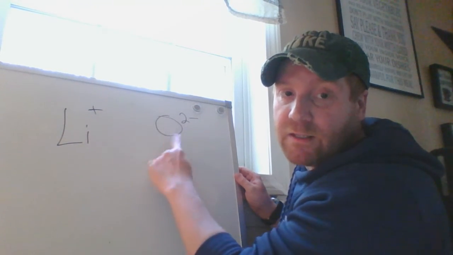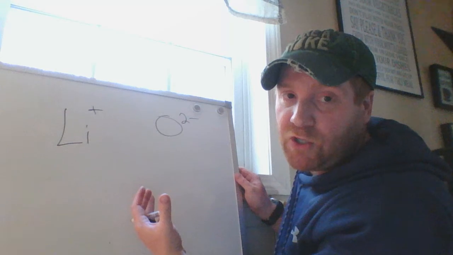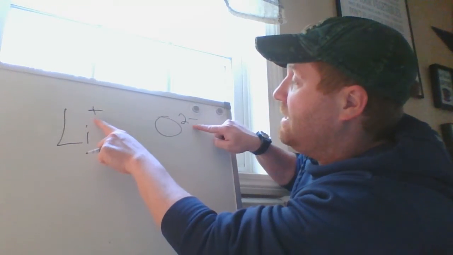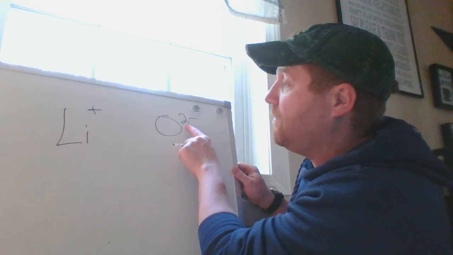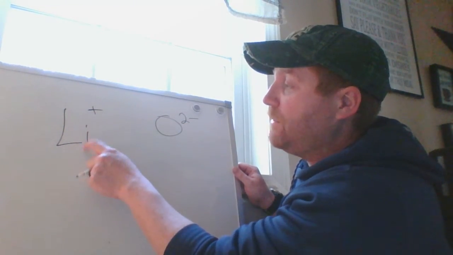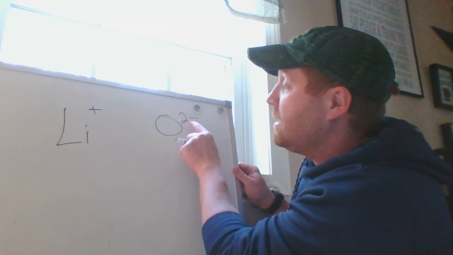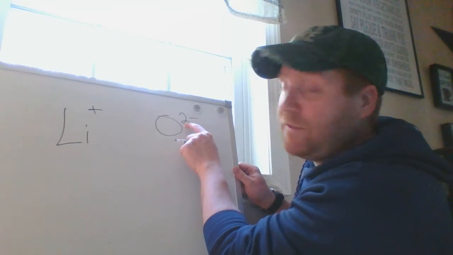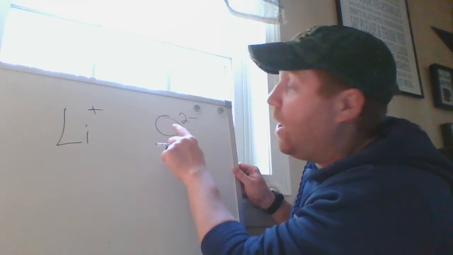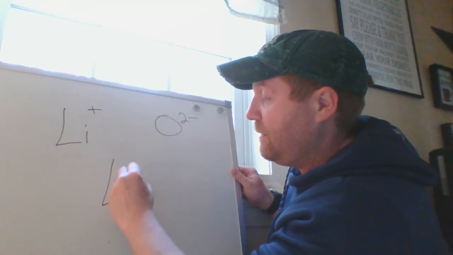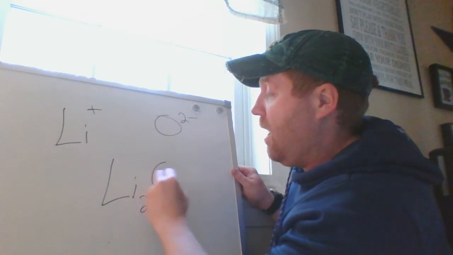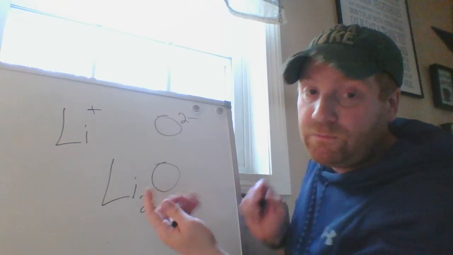How can you make these two get together and have a charge of 0? How can you make these cancel out? Well, since this is only a 1 plus and this is a -2, you're going to need more of these. You're going to need 1 more of these to match the -2 of the oxygen ion, the oxide ion. We write it as lithium oxide, Li2O.